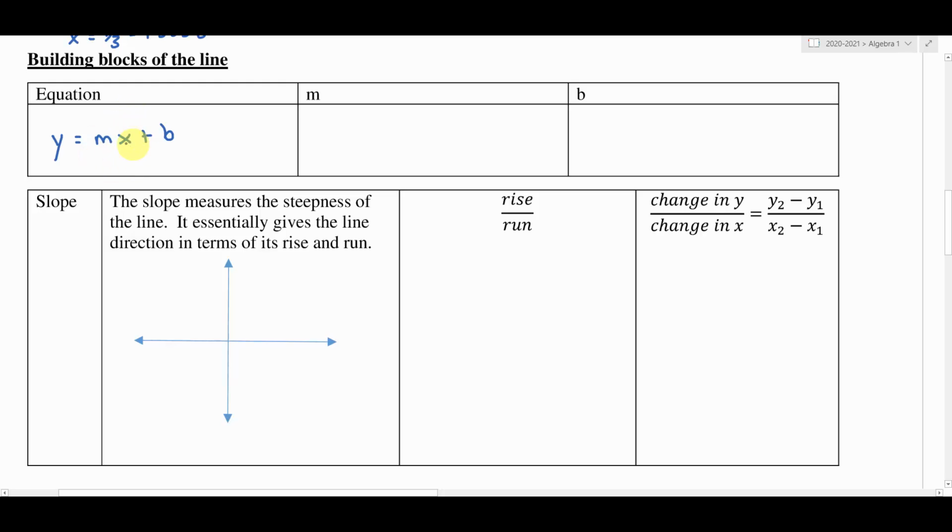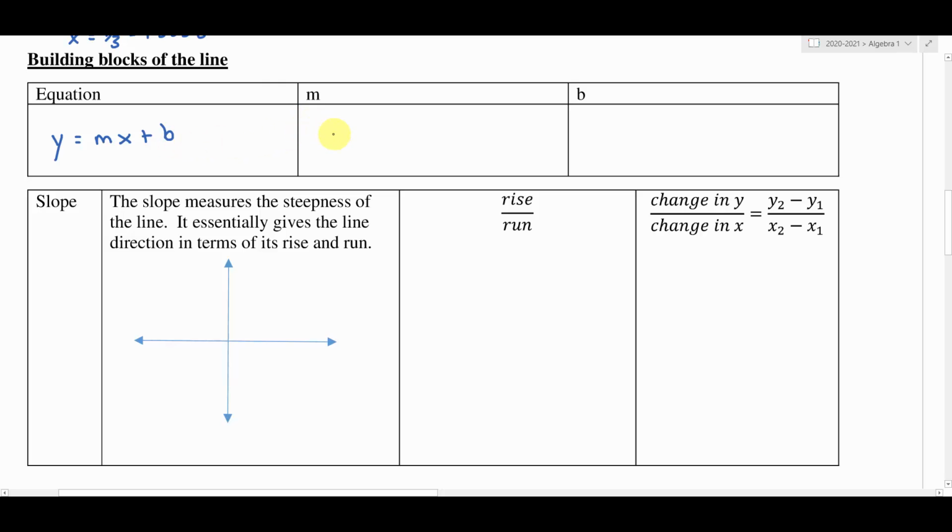All right, so you'll notice some things in here like y and m and x and b. We know what the y and the x represent, right? X represents the input of the equation and y represents the output. We've been talking about that for a while, but now we have these other things, m and b.